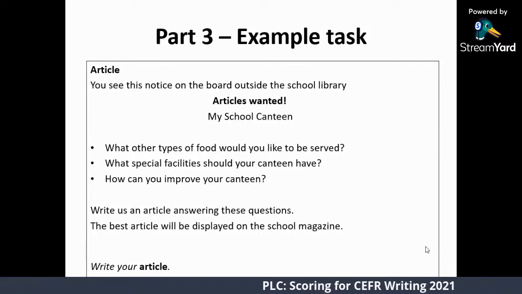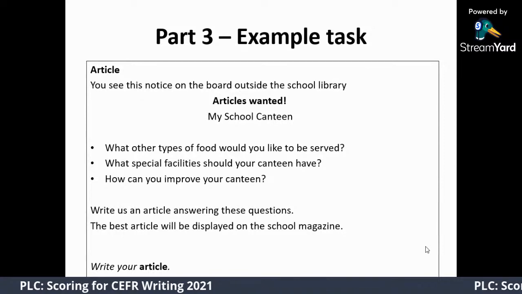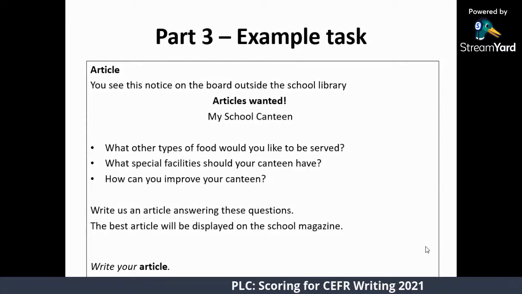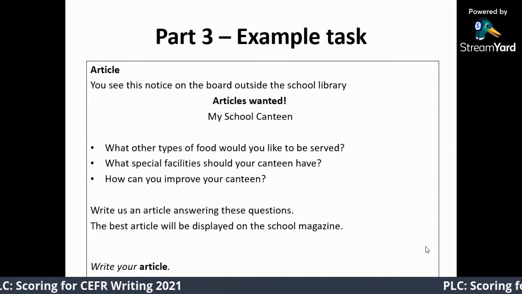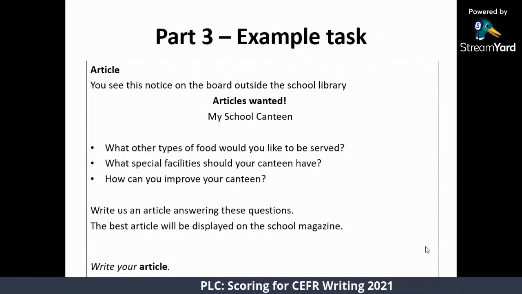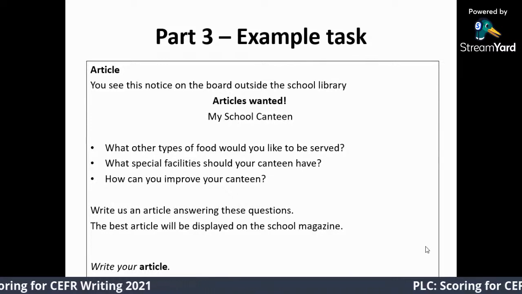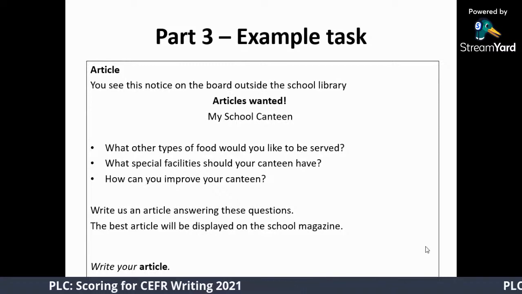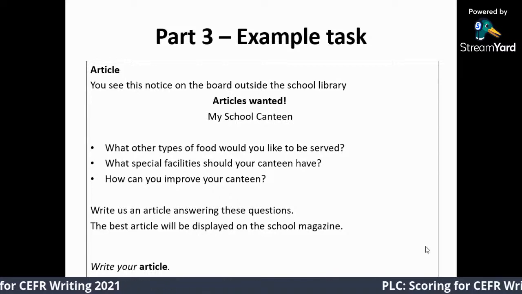Quite high level, right? If you have weaker students, they might just shut off because if it's a directed writing, points will be given and they have to just answer each point, right? But now they have to come up with their own ideas. So again, lots of scaffolding in part 3, I would say. And how can you improve your canteen? Again, if they don't understand the word improve, it's going to be a huge problem for students. So these are the words that we should be familiarizing them with. Okay, improve facilities and things like that.